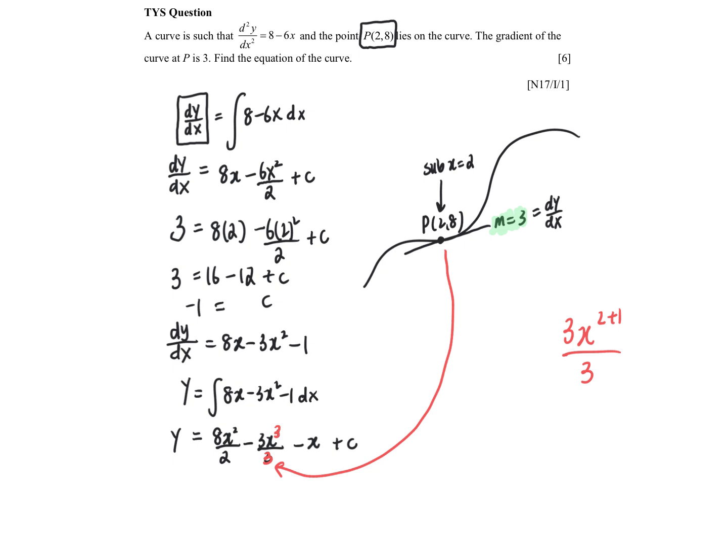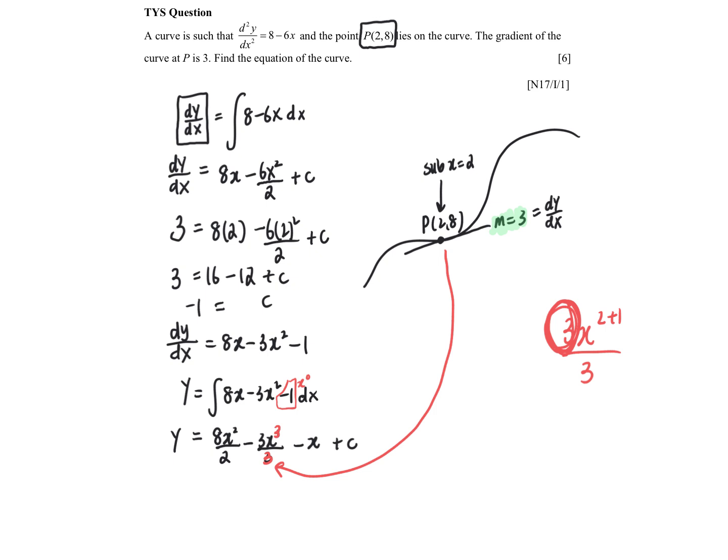Integration, not differentiation. In differentiation, you bring down the power and subtract by 1. But in integration, you add 1 and divide by the new power. The 3 there is a constant that you don't need to care about. Just leave it there. Just deal with the x only.